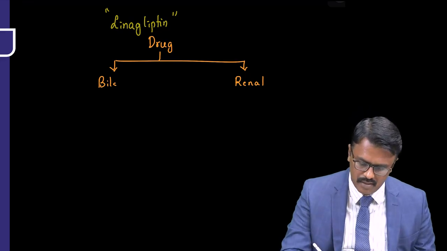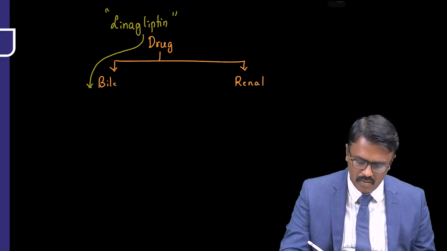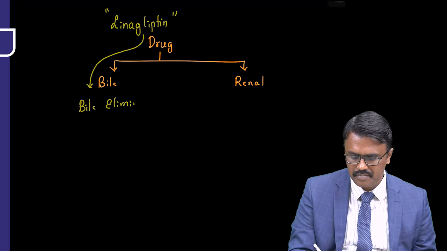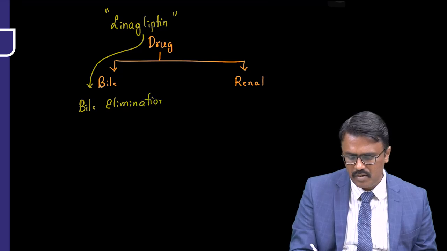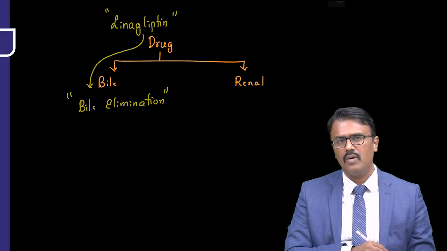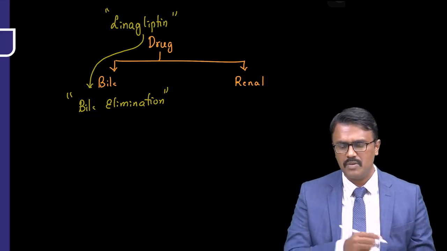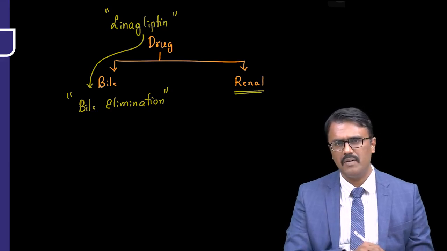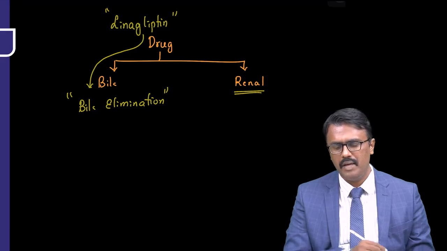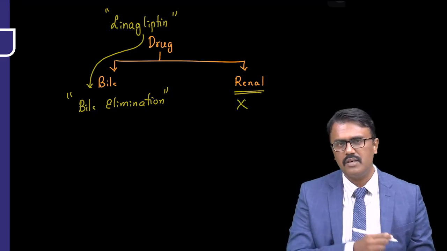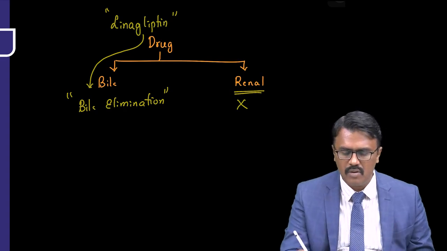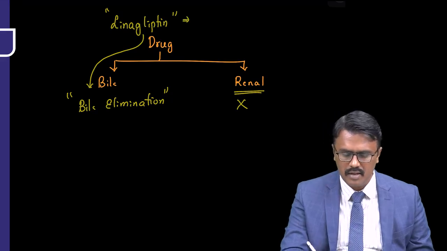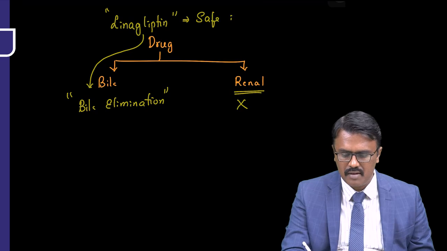Now linagliptin will undergo bile elimination only. So if the drug undergoes bile elimination, question is it safe in renal failure? Suppose the patient kidney is not working. Can we use the drug? Think and tell me. Yes, because the drug is not depending on the kidney to go out. It is depending on the bile. So the drug is safe in renal failure.